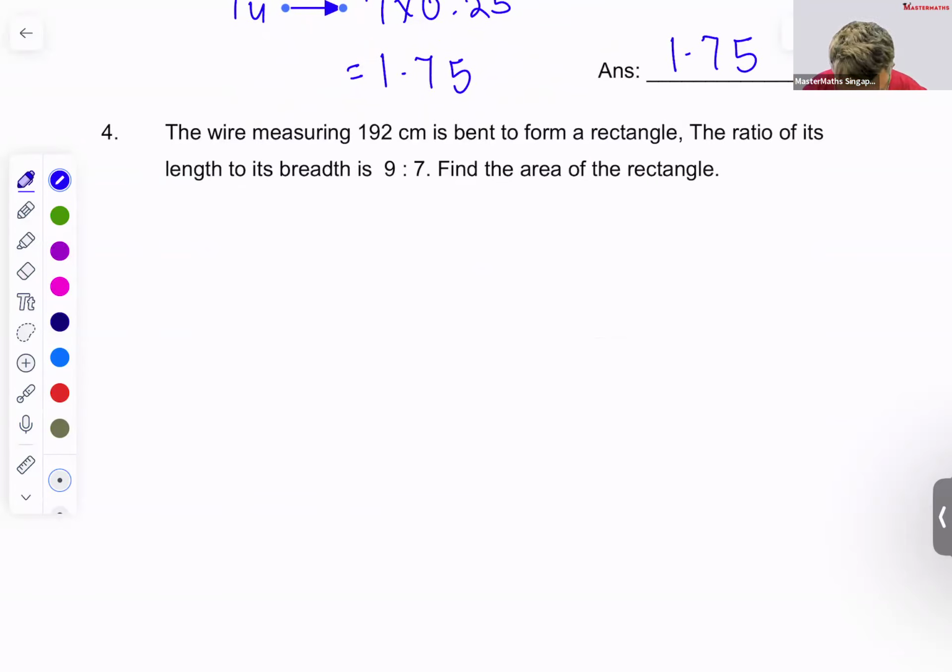Next, the wire measuring 192 cm is bent to form a rectangle. The ratio of the length to the breadth is 9:7. How do you find the perimeter? Total units is?